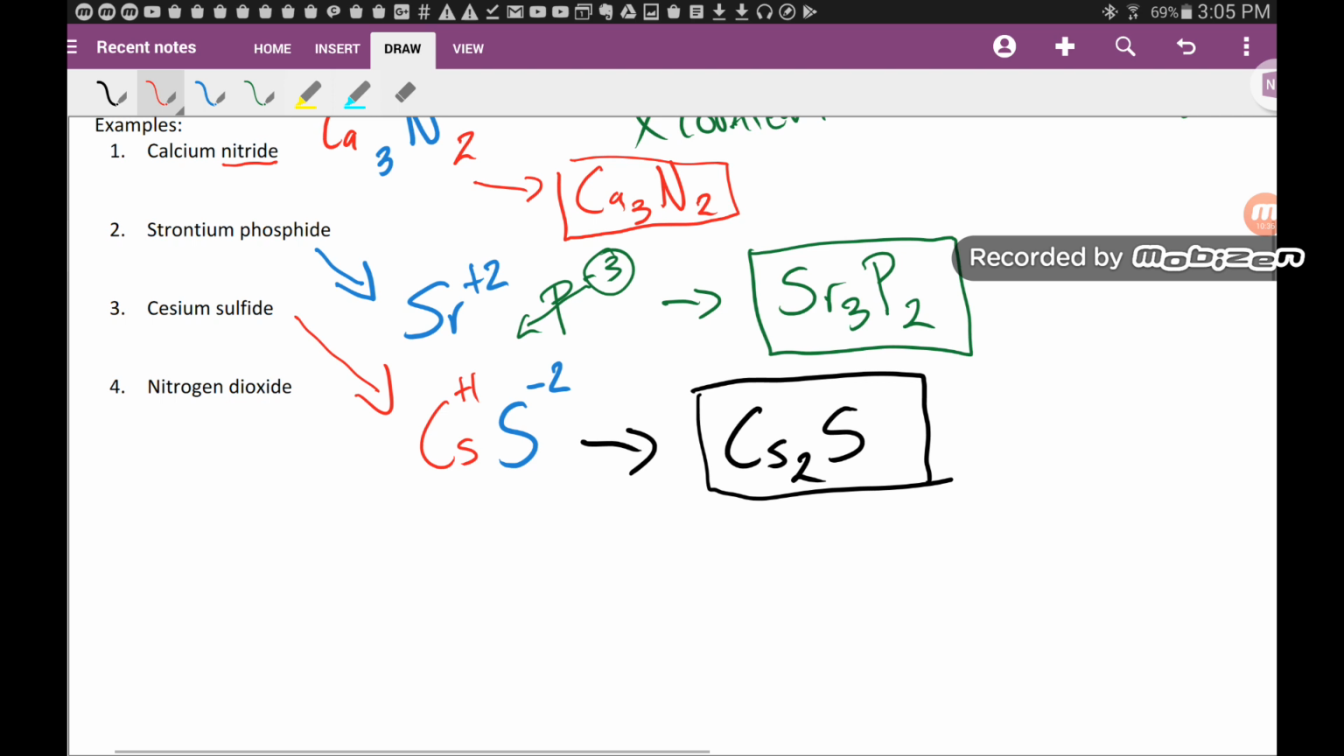Last one, we have nitrogen dioxide. If you recall, we said prefixes are for covalent, okay? And I'm showing you this because then you start getting confused and you start mixing stuff up. This is nitrogen dioxide. If you look, this is 2 nonmetals, which makes it a covalent compound.